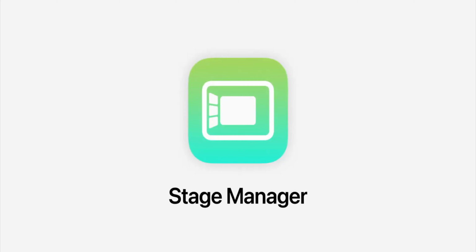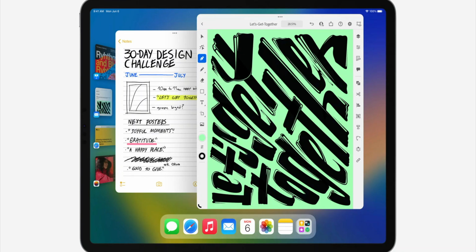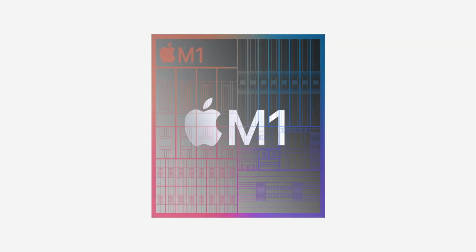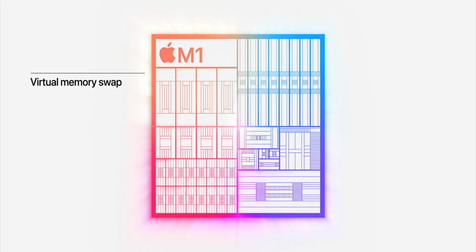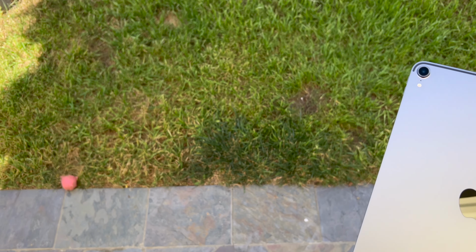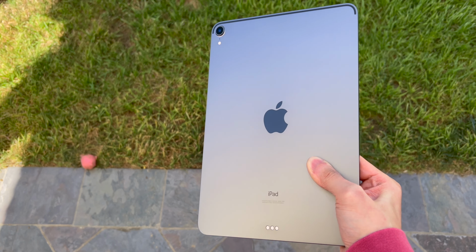This next feature is for pro users that use their iPad to get work done, and it's called Stage Manager. It's a new feature on macOS Ventura, and Apple is bringing it to the iPad as well. Stage Manager allows you to multitask on iPad in a whole new way. Unfortunately, it's only available on iPads that have the M1 chip, because iPadOS adds support for virtual memory swap. By utilizing the built-in ultra-fast storage, a demanding app can use up to 16GB of memory. I'm still using the 11-inch iPad Pro from 2018, and I don't see myself upgrading for one feature.